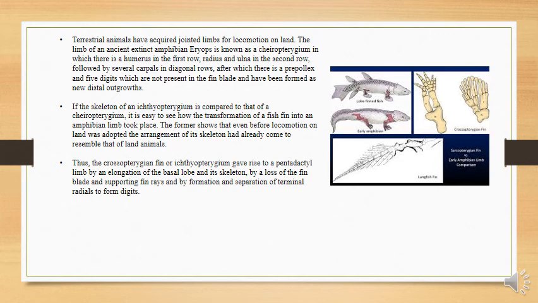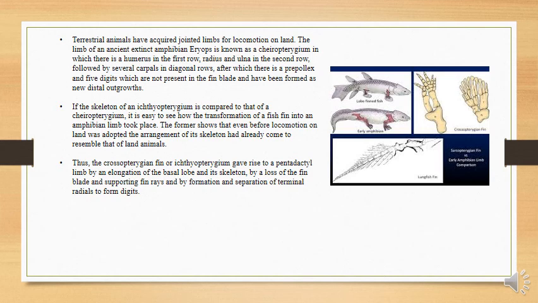If the skeleton of an ichthyopterygium is compared to that of a cheiropterygium, it is easy to see how the transformation of a fish fin into an amphibian limb took place. The former shows that even before locomotion on land was adopted, the arrangements of its skeleton had already come to resemble that of land animals.